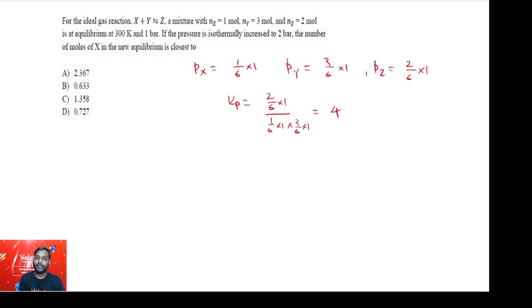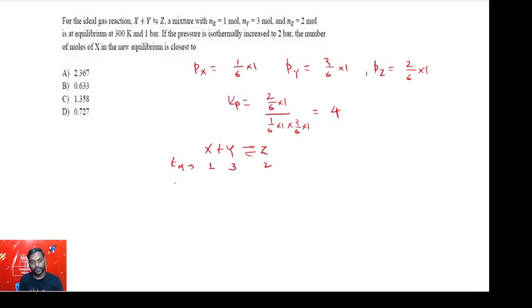Now when we increase the pressure, this equilibrium will shift in the forward direction, right? Because when we increase the pressure, the system will try to decrease it by going in that direction where the number of moles of gas are less, that is the forward direction. So at equilibrium we had 1, 3 and 2 moles. This was the equilibrium time. Now when we increase the pressure, the system will go in the forward direction.